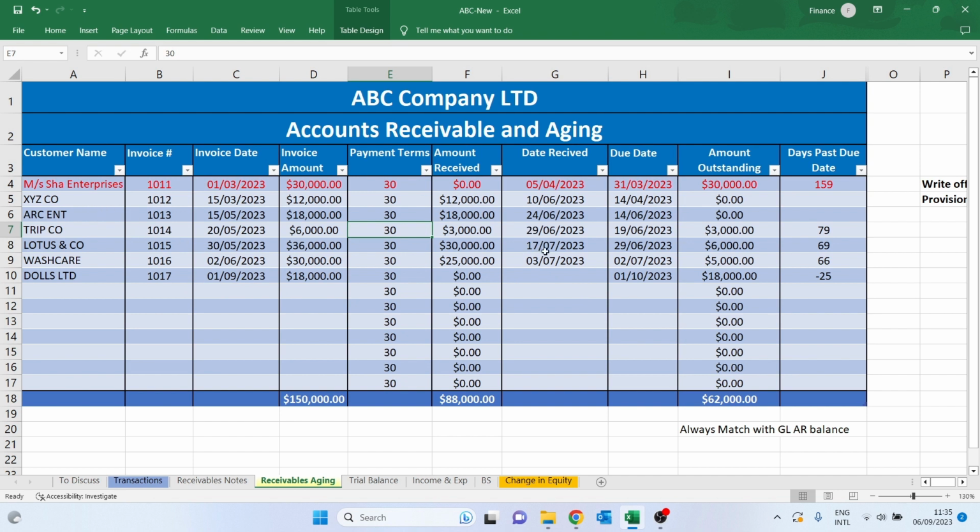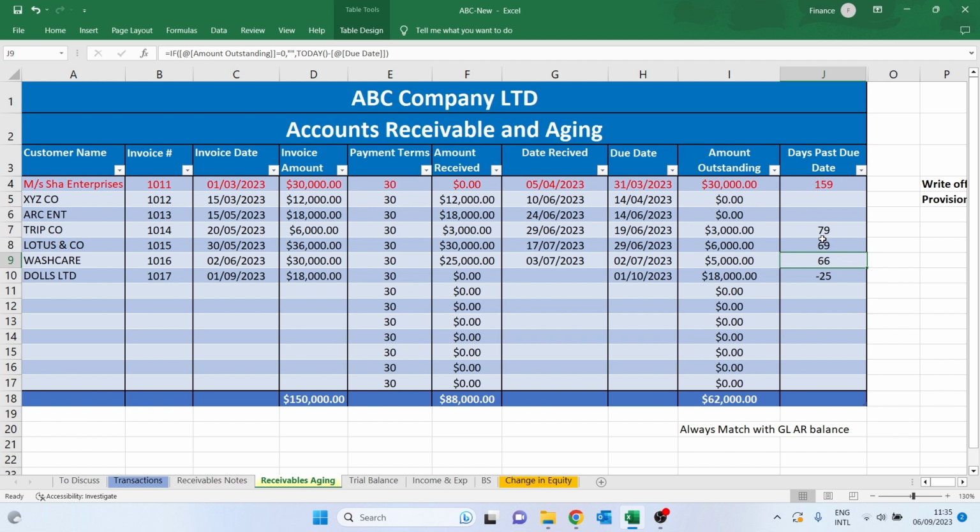Okay, here if you see the accounts receivable aging report, this column shows the days past due, which means these amounts showing in outstanding are 159 days, 79 days, 69 days, 66 days old. Until now, the customer didn't pay those amounts. We are following up with them, but they didn't pay. So, what will happen at the year end?